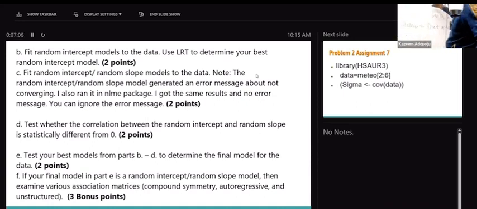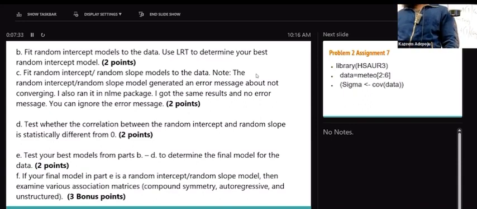Now, since you now have 2 models, then you're going to do ANOVA on the first, comma, the second one. Of course, the simpler one is going to be this guy. The complicated one will be this. Then you choose using the p-value. We did that last week. That was what I was expecting in B. In C, fit random intercept and random slope to the data.